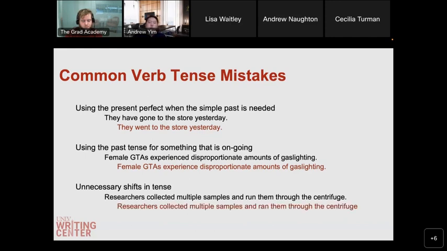In addition to that, we also really want to think about unnecessary shifts in tense. So thinking about number 1, "researchers collected multiple samples and ran them through the centrifuge." Again, thinking about using parallelism, using the same verb usage throughout a sentence. In this case, you would say "collected and ran," or "researchers collect and run."